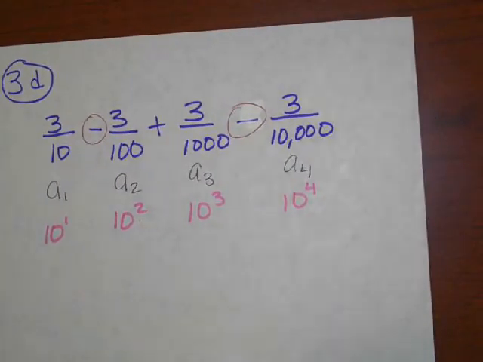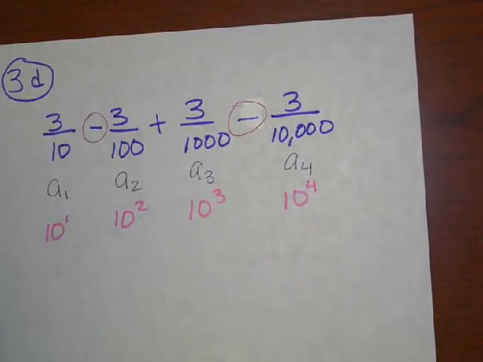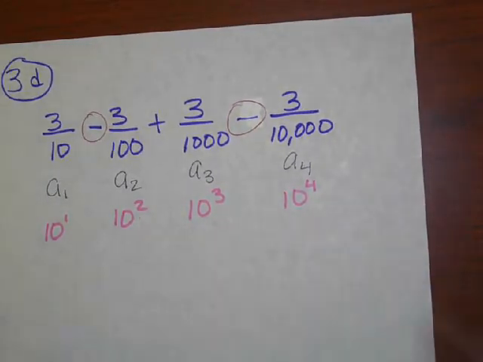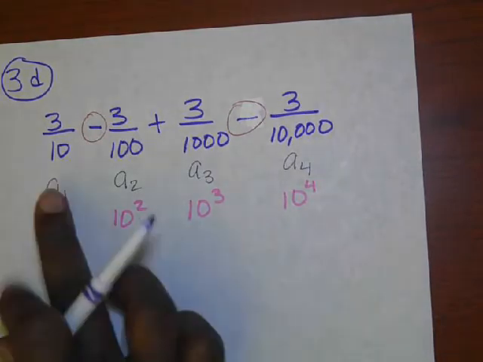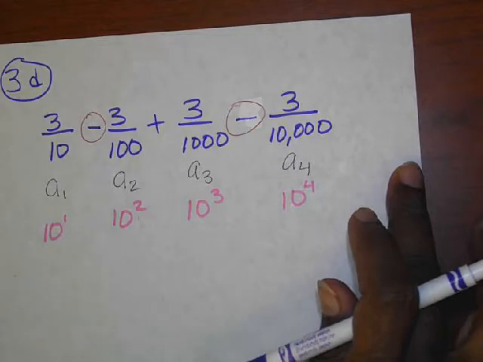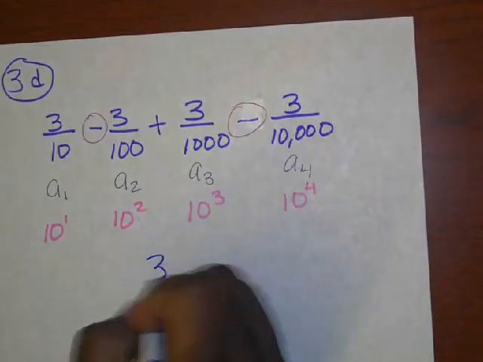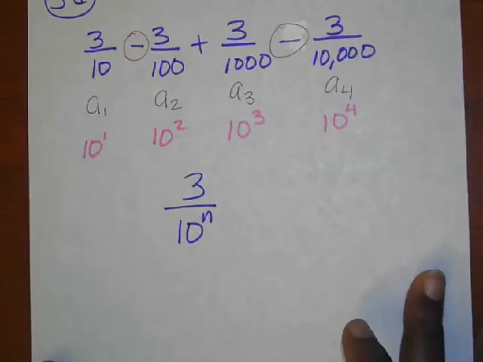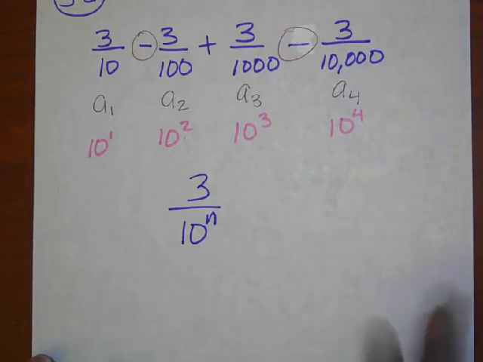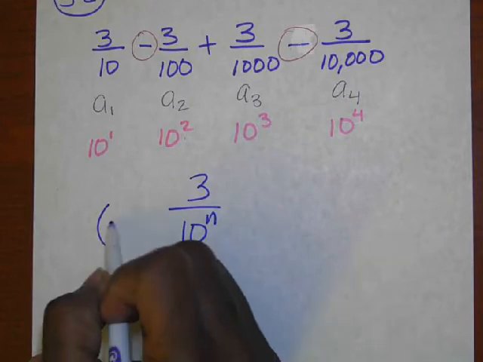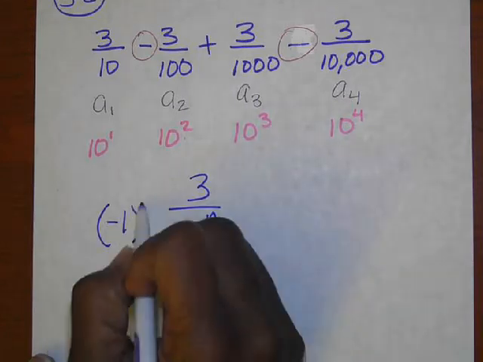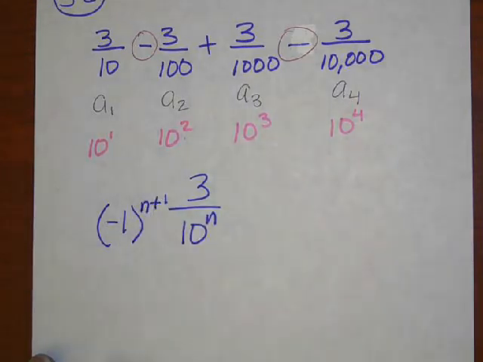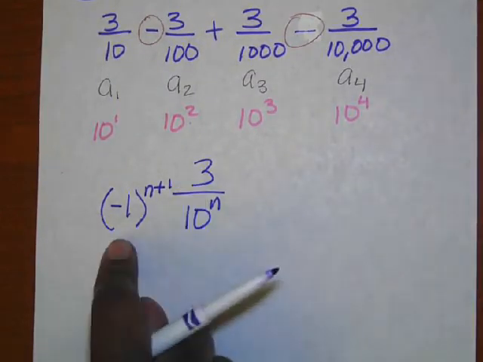So for this one, it's the same pattern we had before, because all of the numbers were the same. So we kind of know what the formula is. It's 3 over 10 to the n. That didn't change. But what did change was the alternating even terms being negative. So we add this in front.